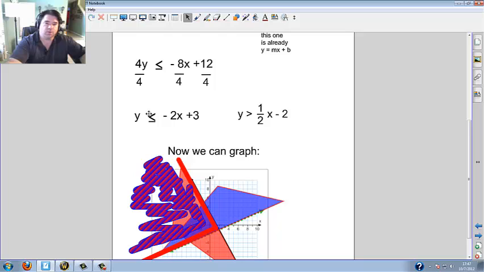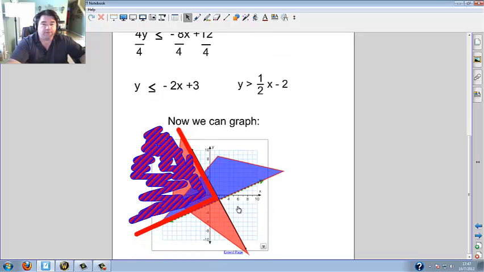Now I graph. Y is less or equal to negative 2x plus 3, so I go up 3, down 2 over 1, down 2 over 1, shade below, full line because it's equal to. Then this guy, y is greater than 1/2 x minus 2, you go down 2, up 1 over 2, up 1 over 2, dotted line because it's not equal, shade above. This area here where it's going to hit both will be the solution set.